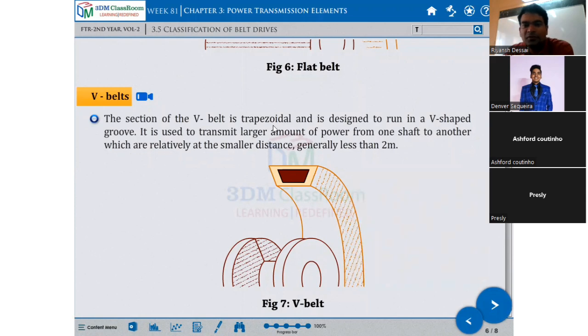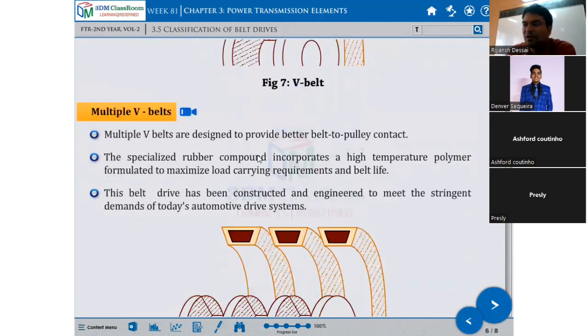The V belt is trapezoidal and is designed to run in the V-shaped groove. It is used to transmit a large amount of power from one shaft to another, which are at a relatively smaller distance, generally less than 2 meters. If there is one groove pulley and one belt passing, that is a single V groove pulley. If 3 or 4 belts are used, with 3 or 4 grooves in the pulleys, then we say multiple V belts.